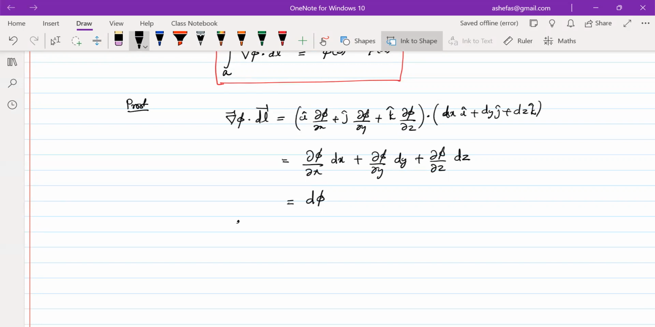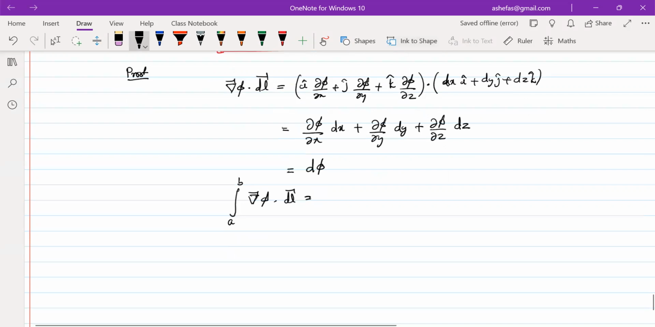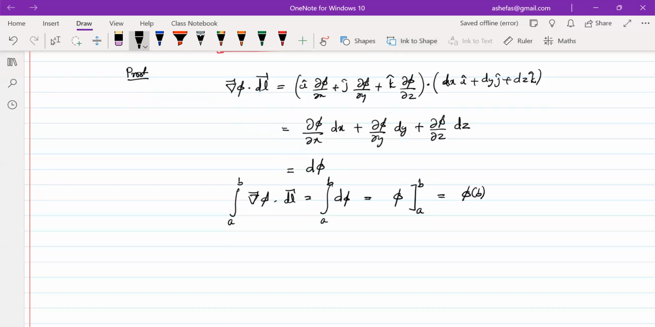And hence the integral from a to b of del phi dot dl is actually the integral from a to b of d phi. So if we integrate d phi, we'll get phi with lower limit a and upper limit b, and that is equal to phi of b minus phi of a. So that's the proof for it. So this is what is called the fundamental theorem of gradient.